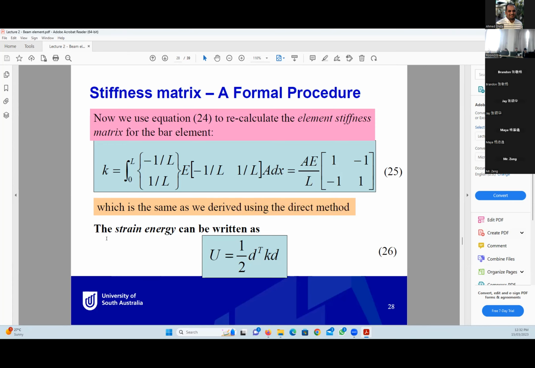Okay. In a general form, we can write the strain energy as 0.5 d transpose k d. I know the shape function is a bit complicated, but this method can be used for any complicated element. This is a general or formal procedure to get the stiffness matrix for any member. Okay, but it will give us the same result as the direct method, so we can just recognize the value of the stiffness matrix.